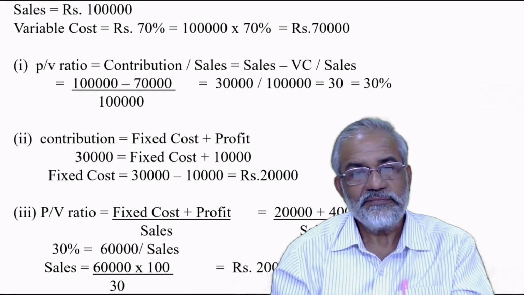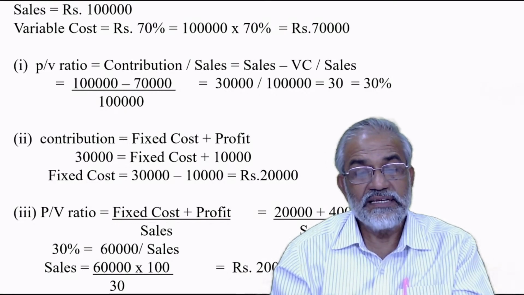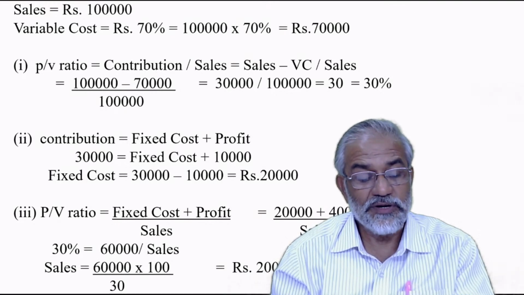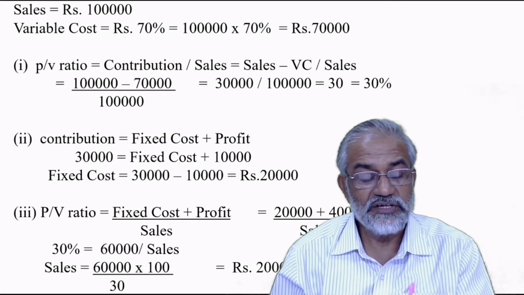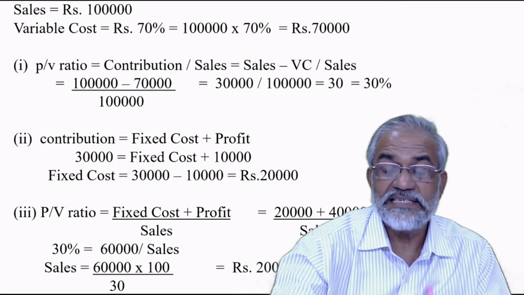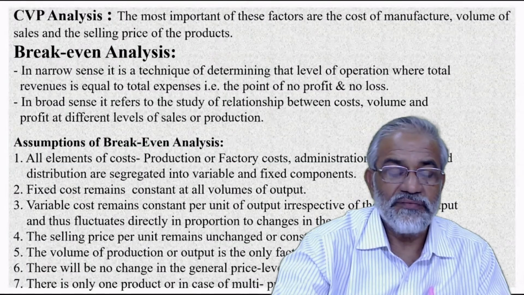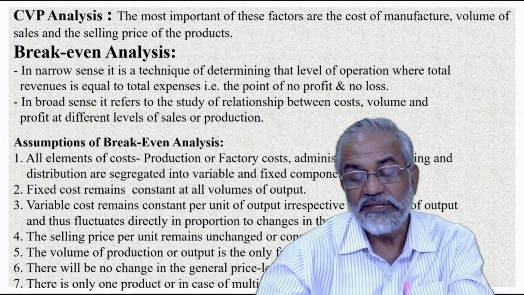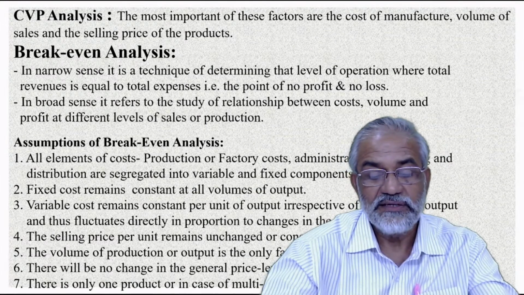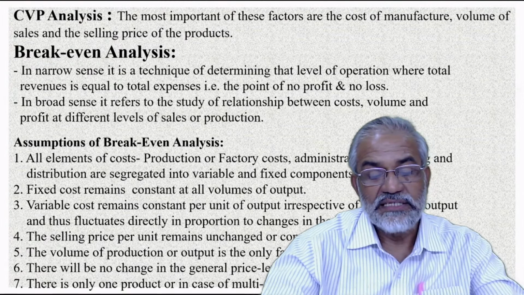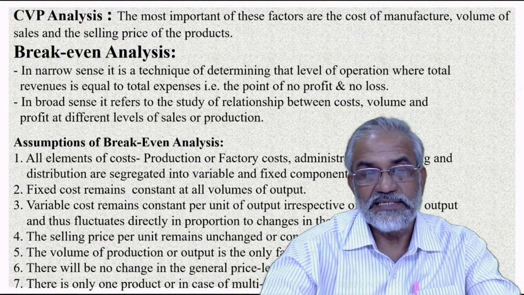In order to earn a profit of rupees 40,000, the organization needs to effect sales to the extent of 2 lakhs, so that the desired amount of profit can be attained without any doubt. So now come to the break-even analysis of the cost volume profit analysis.